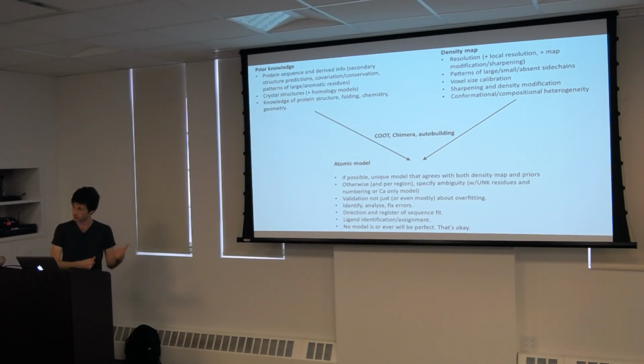The patterns of large side chains that are visible and of side chains that we can't see, because the absence of a side chain in the density also tells you quite a lot. Like if there's no side chain there, it's probably not going to be a tyrosine, a tryptophan, or a phenylalanine, or it's very unlikely that it will be.